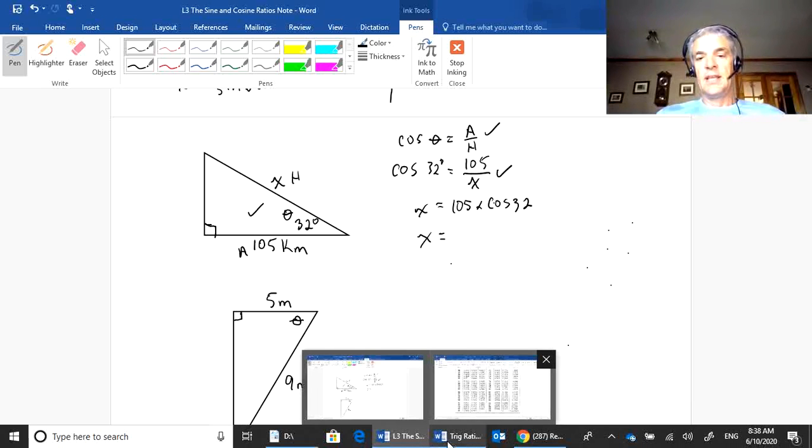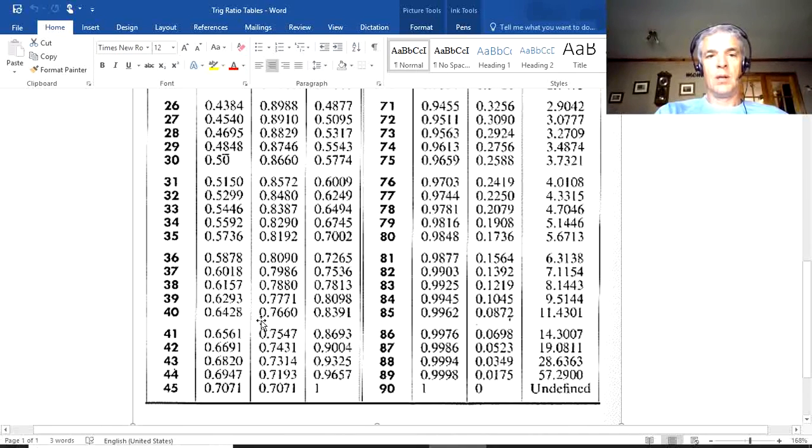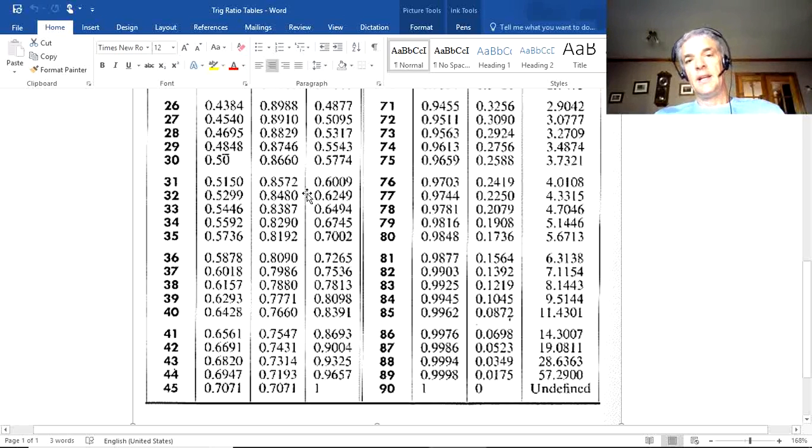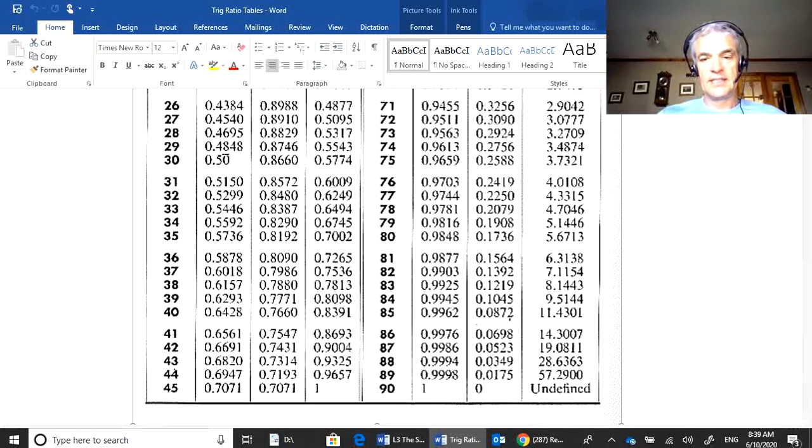Okay, so you get to a point where you don't write this down. So cos is the middle column, 32 is right here, so it's 0.8480. And sometimes I'll just go like this. It's going to be multiplied by whatever the number is. It was 105 times 0.8480 equals, and it gives me my answer to be 89.04. So in this case, 89.0 is an acceptable answer.